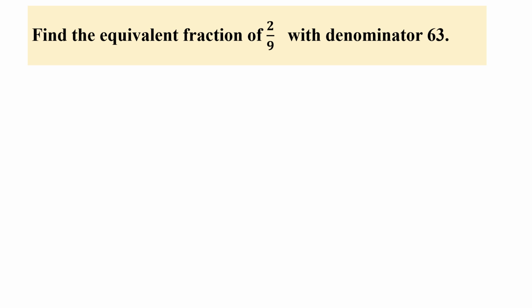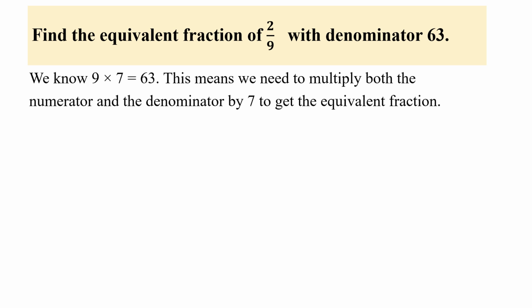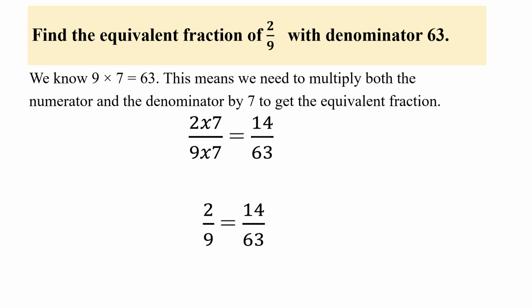Find the equivalent fraction of 2 by 9 with the denominator 63. So, you know that when 7 is multiplied with 9, we will get 63. That means we have to multiply both the numerator and denominator by 7 to get the equivalent fraction, that is, 2 into 7 is 14 and 9 into 7 is 63. Therefore, the equivalent fraction for 2 by 9 is 14 by 63.